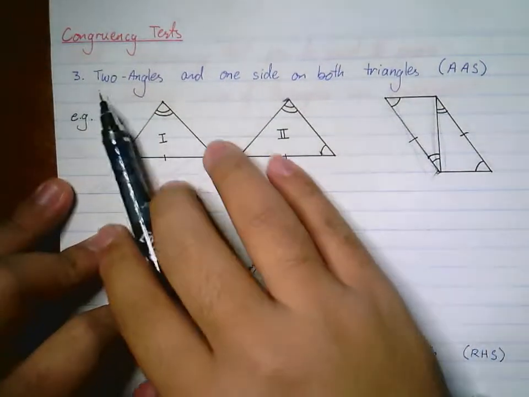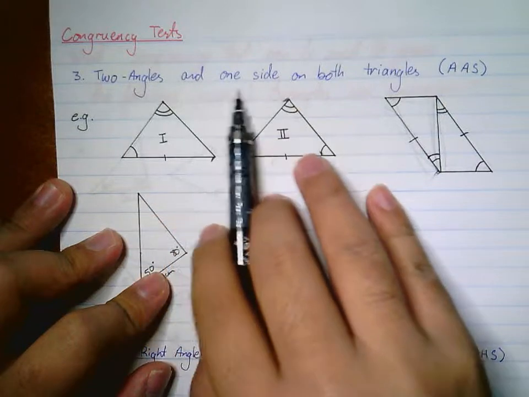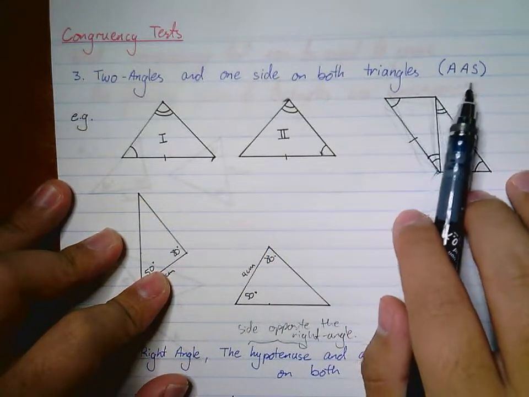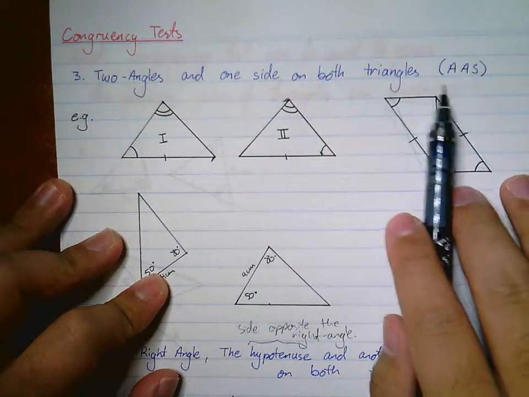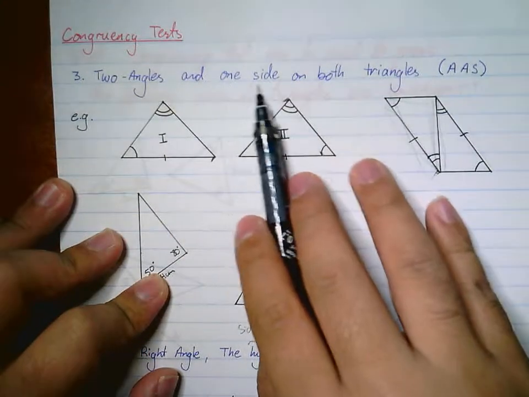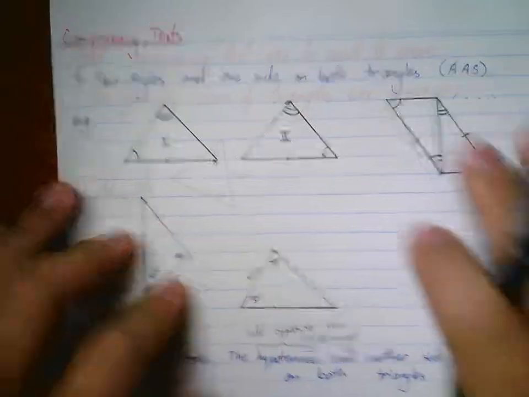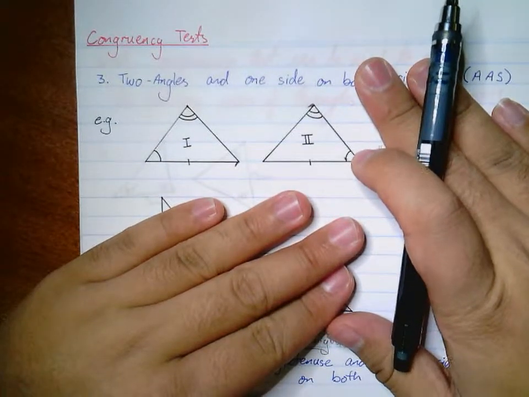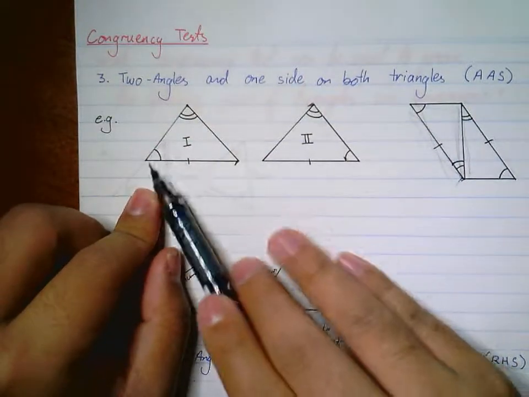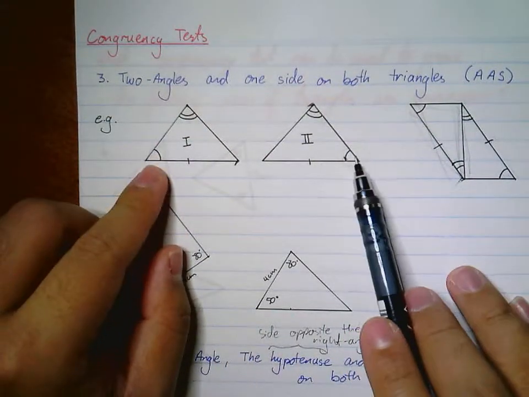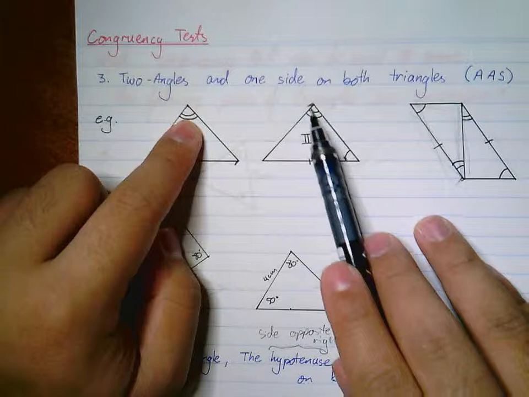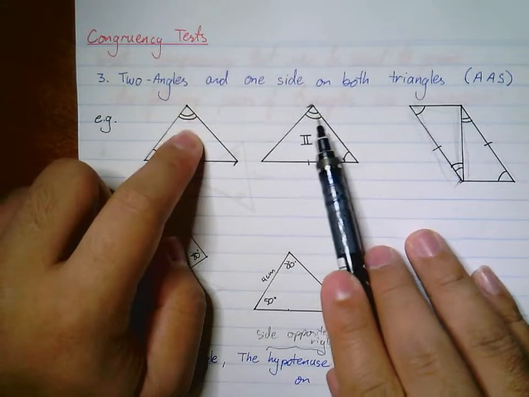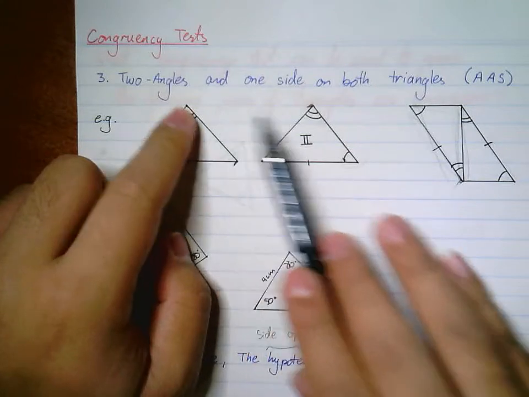The third one is two angles and one side on both triangles. Angle, angle, side. So two angles, angle, angle, and one side, side. Let's take a look at this example here. We have two angles, this angle here and that angle there. That's one. This angle here and that angle there, these two angles are equal because the markings tell us.